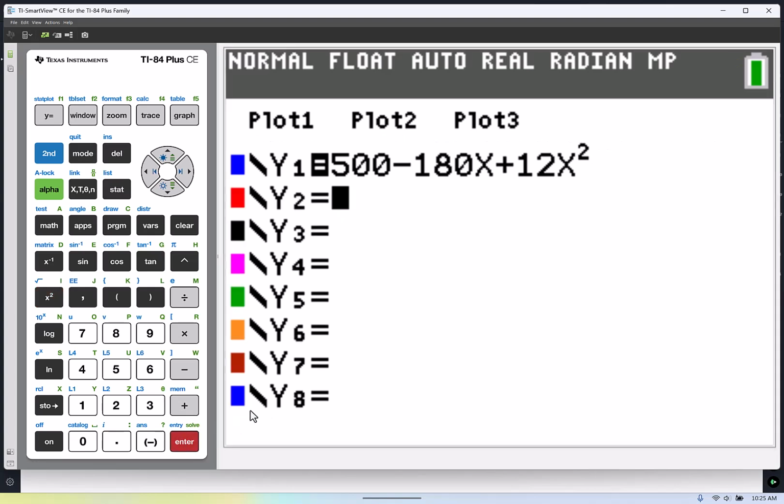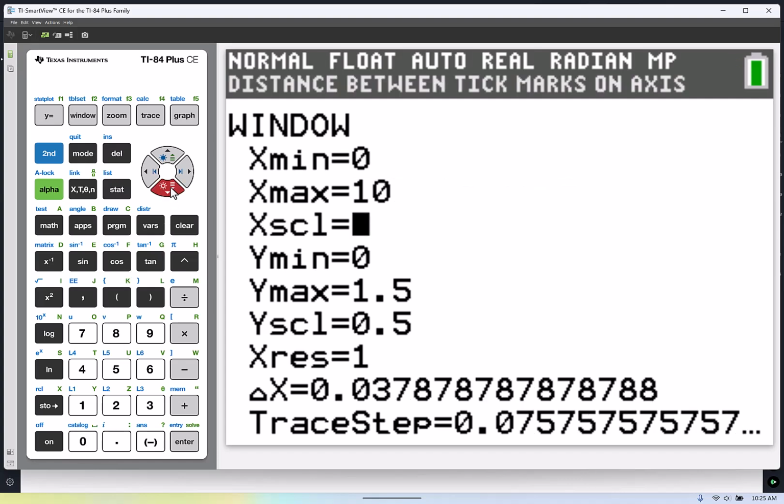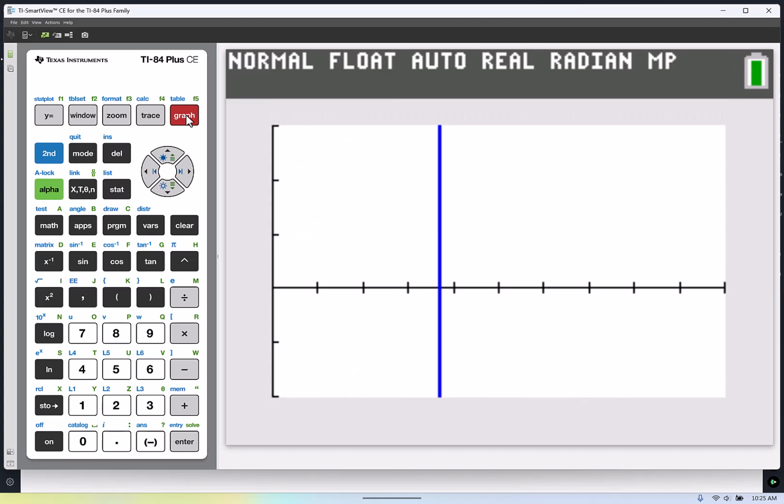All right, there it is. All I care about, I know it's going to be a max, so it's going to cross from positive to negative. I'm going to click on window. I'm going to change my x min to 0. I'm going to change my x max to 10. And you just care about where you cross positive to negative. So y min, -1. Y max, 1.5, that's fine. Graph. And look, you have 1.